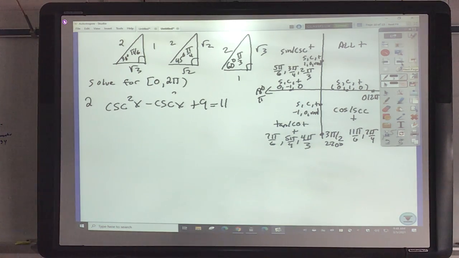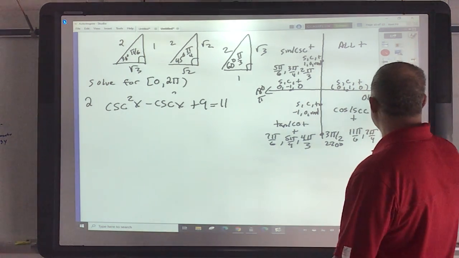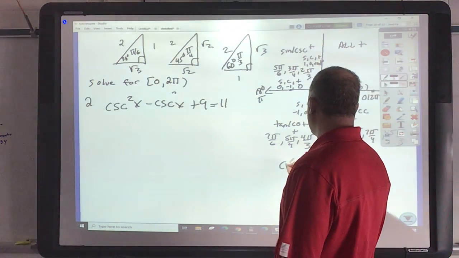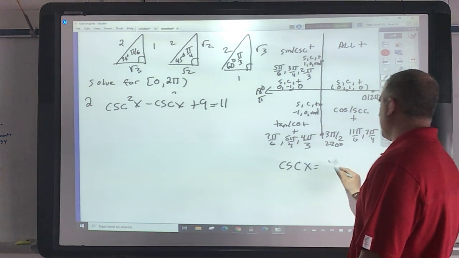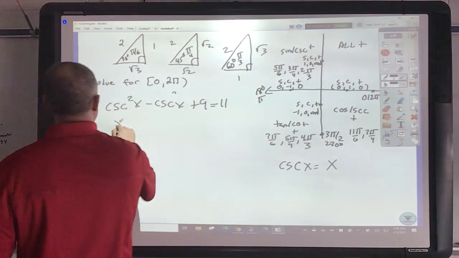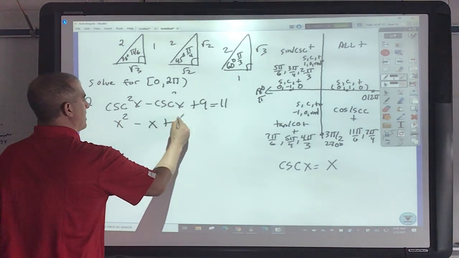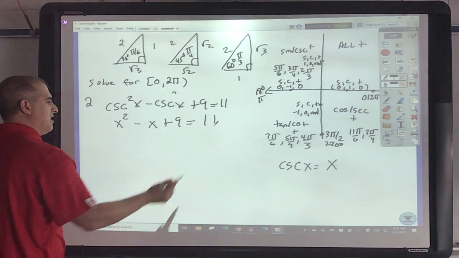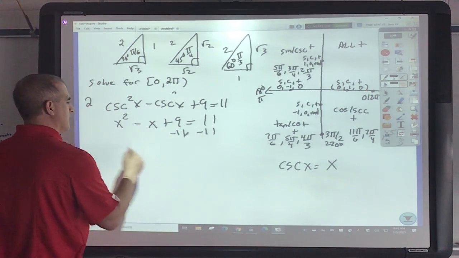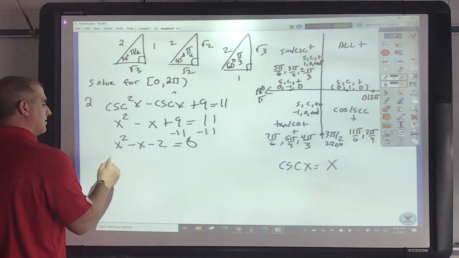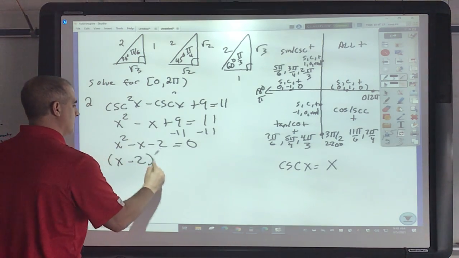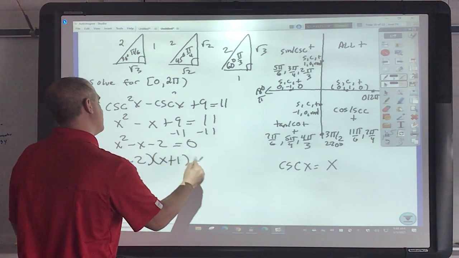Okay, all right, I want to get this going. I have cosecant of x equaling x. So this is going to be x squared minus x plus 9 equals 11. I want to factor this, so I want to subtract 11. That's going to be x squared minus x minus 2 equals 0. So that's going to be x minus 2 and x plus 1 equaling 0.